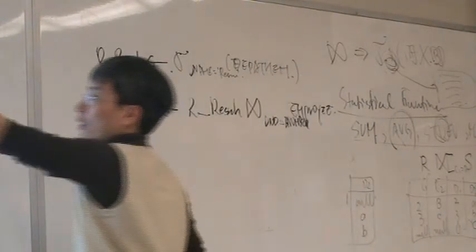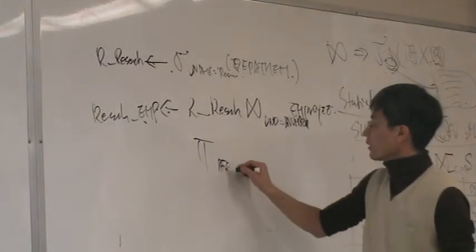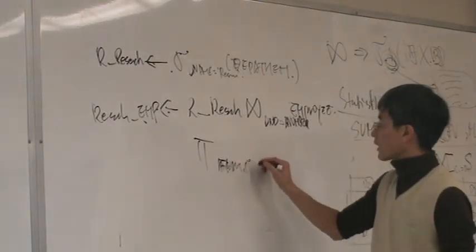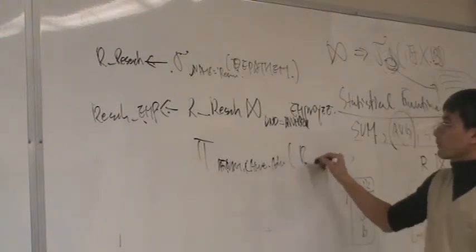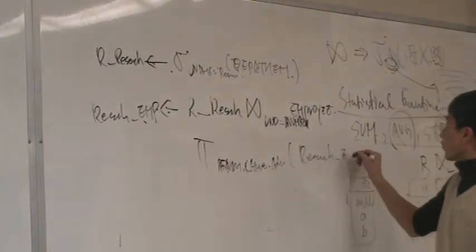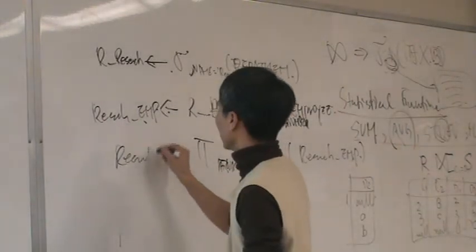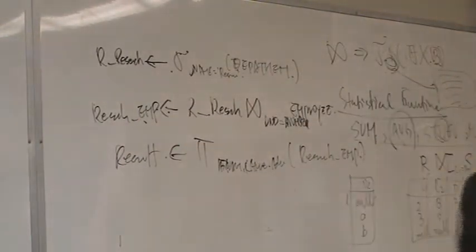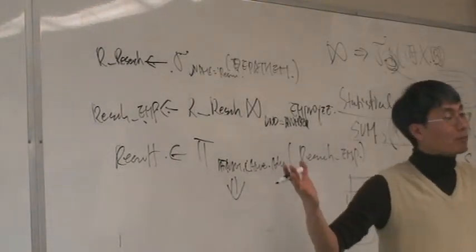Finally, we can access name, first name, last name, address of research employee relation, then this is the result. Okay? This is the relational algebra operation, operation by operation, step by step. We can combine into one relational expression.